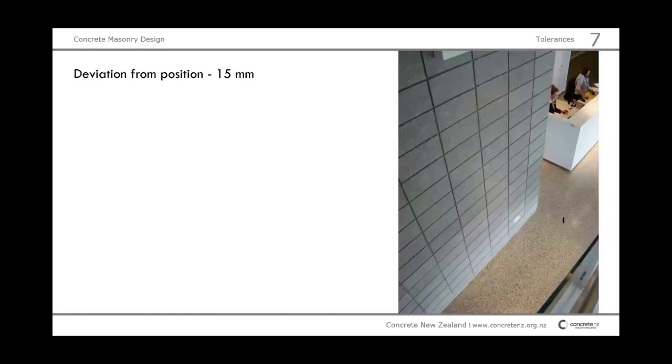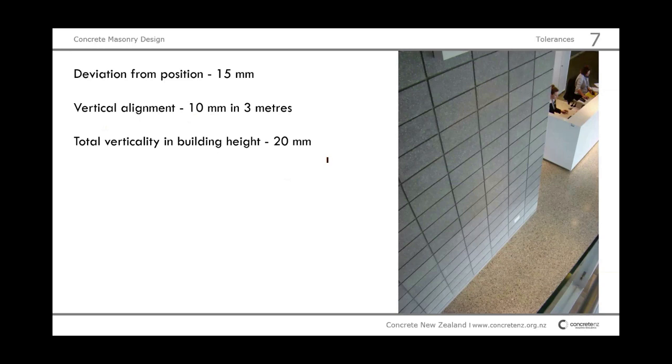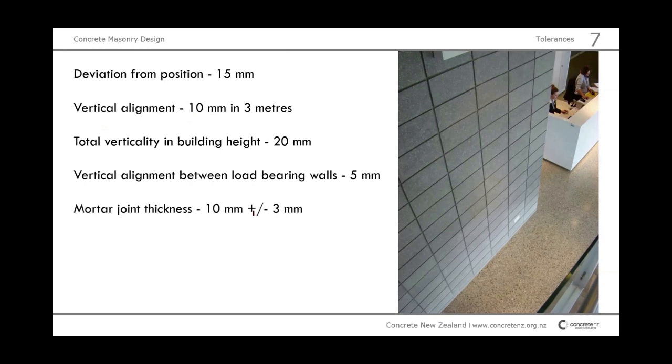Tolerances. I don't want to go too much into detail. There's a table again in 4210, standard for the builder. Deviation from original position 550 millimeter. Vertical alignment over 1 story, that's 10 millimeter. Total vertical alignment for the complete building height, that's 20 millimeter. Vertical alignment between, let's say, the first floor walls to the ground floor walls, that's 5 millimeter. Mortar joint thickness, I think it's quite generous. So your mortar joint could be 7 millimeter or 30 millimeter.